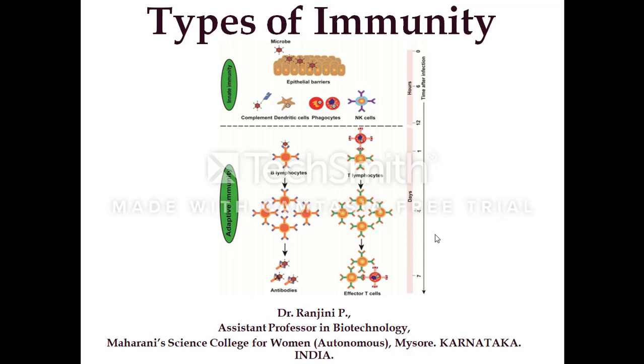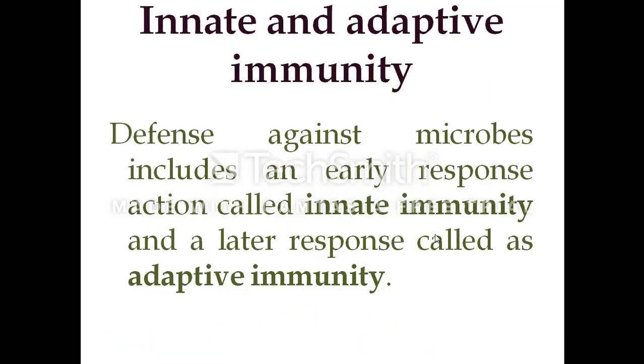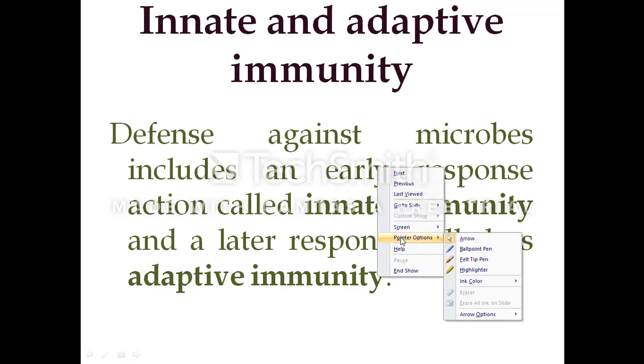Today we learn about types of immunity. There are two types of immunity. One is innate immunity and another one is adaptive immunity. Innate immunity is the immunity with which the organism is born. Adaptive immunity is the immunity that the organism gains or develops after exposure to the infectious microorganism.